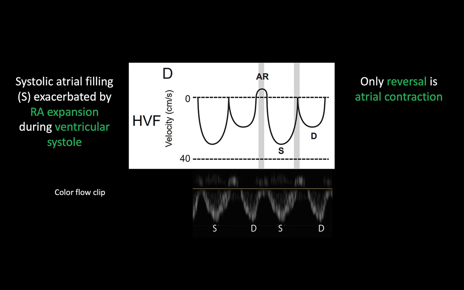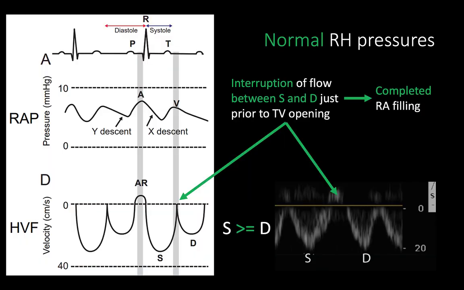In the healthy individual, retrograde flow only happens during atrial contraction, or A wave, and is reflected on the hepatic vein tracing by a small atrial reversal or AR wave. As described above, right atrial pressures do not go as low in the Y descent as in the X descent, and thus the S wave is generally at least as high as the D wave on the hepatic vein tracings.